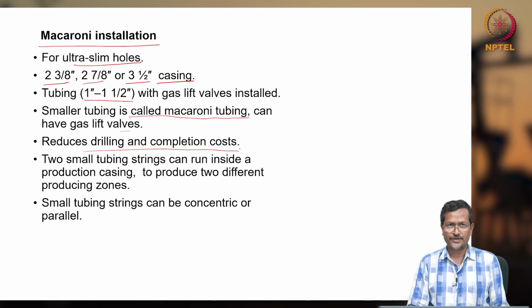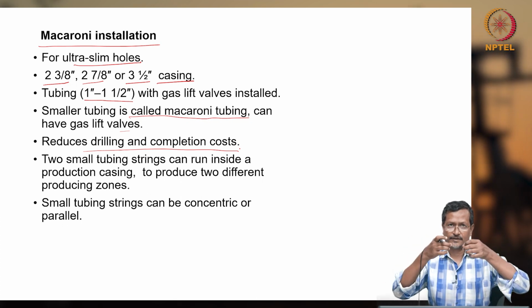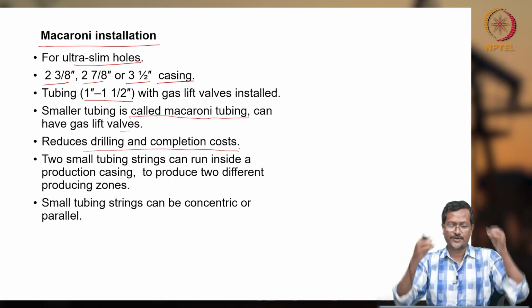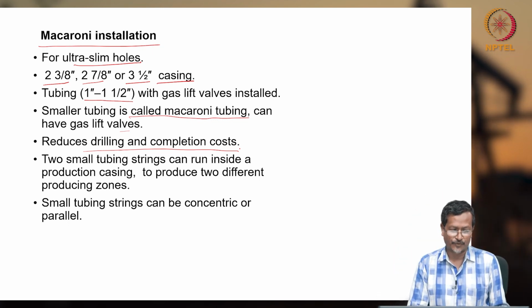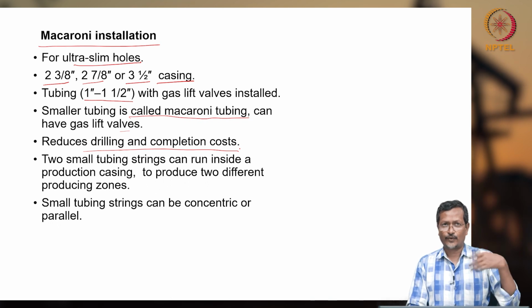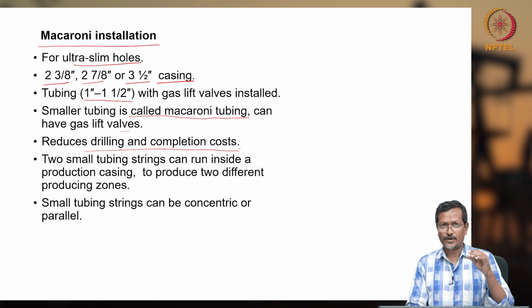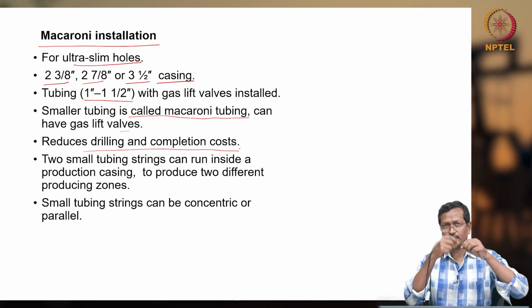Two smaller tubing strings can also be run if the casing is a little bit wider. If a 3.5 inch casing is there, two 1 inch tubings you can also try to put there and get production. And why can two tubings be used? Because you want to produce from two different zones.